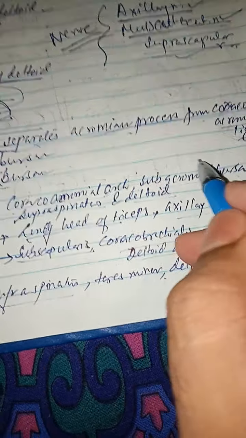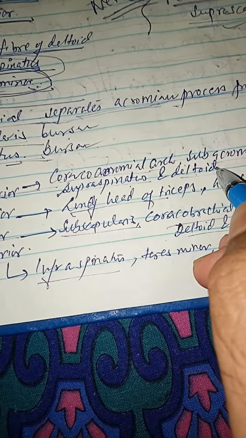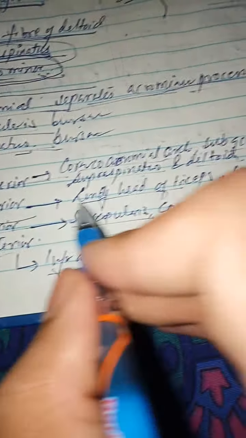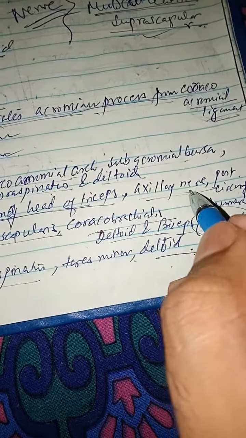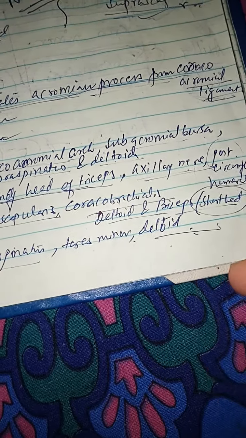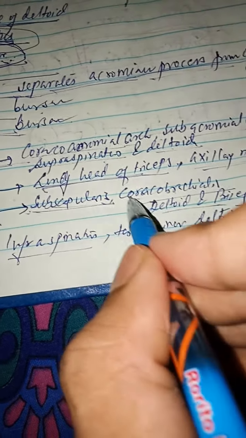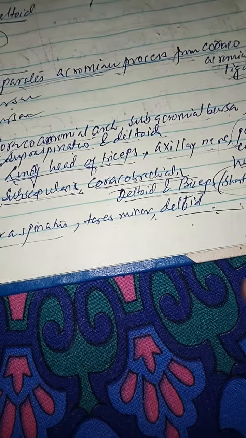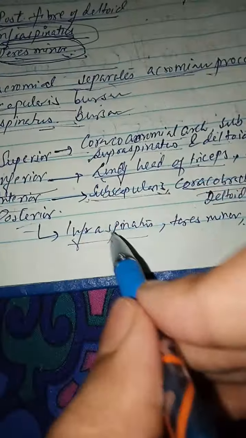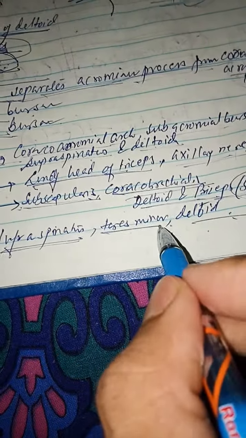Relations: superiorly, what is present? The coracoacromial arch is present, the subacromial bursa, the supraspinatus and the deltoid muscle. Inferiorly, it is the long head of the triceps, the axillary nerve and the posterior circumflex humeral artery. Anteriorly, there is the subscapularis muscle, coracobrachialis, the deltoid and the short head of the biceps. Posteriorly, there is the infraspinatus, teres minor and the deltoid muscle. So this is the basic anatomy of the shoulder joint.